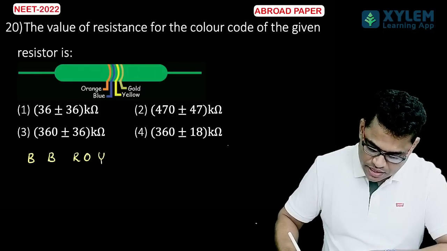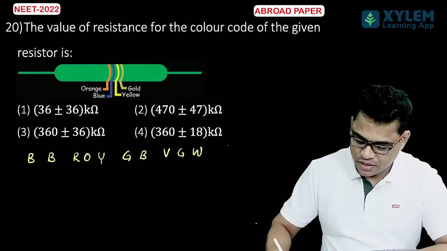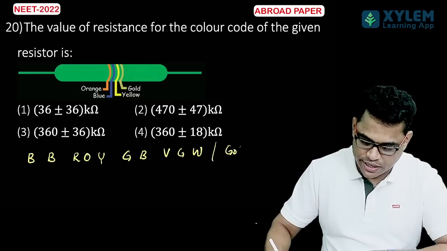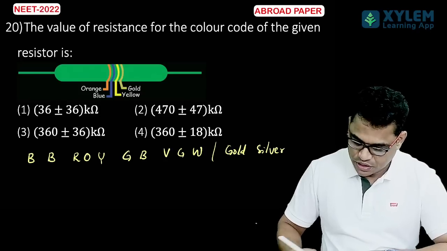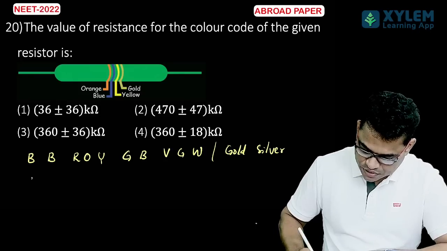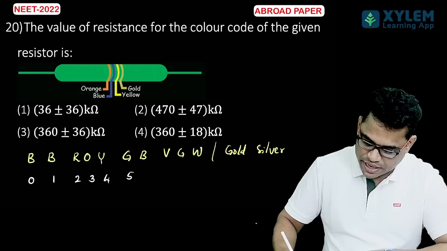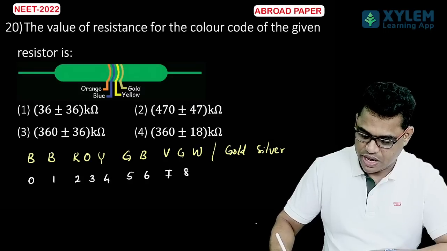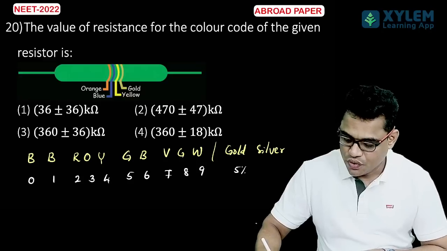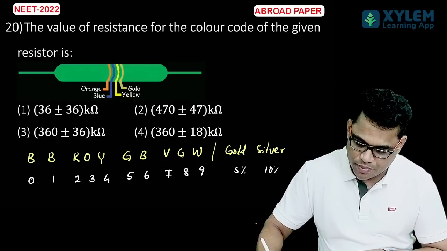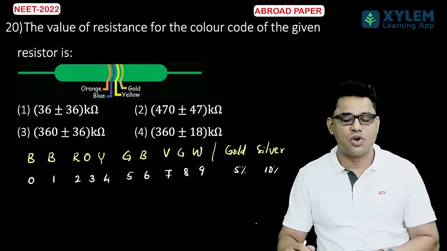Then 2 more colors: gold, silver, and no color. Let us start numbering from 0, 1, 2, 3, 4, 5, 6, 7, 8, 9. For gold, the tolerance is 5%. For silver, the tolerance is 10%. For no color, the tolerance is 20%. This much is known to you.